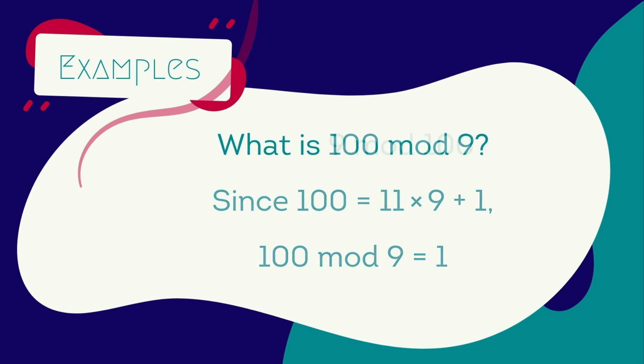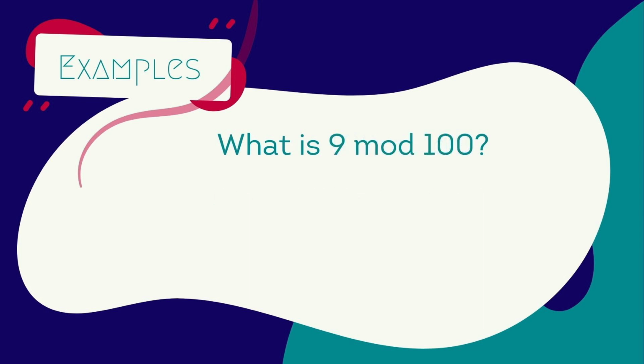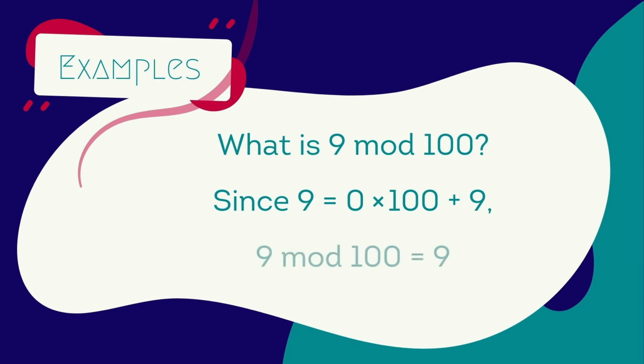This second example is the same numbers, but in a different order. So we want to think about 9 mod 100. Since 100 does not go into 9 at all, the quotient is 0. So we're going to write this as 9 equals 0 times 100 plus 9. This just means that 9 is the remainder, 0 is the quotient, so 9 mod 100 is just 9. Of course, the same thing would happen if you chose any number larger than 9 to be the modulus. 9 mod 1000 is also 9, as well as 9 mod 1 billion.